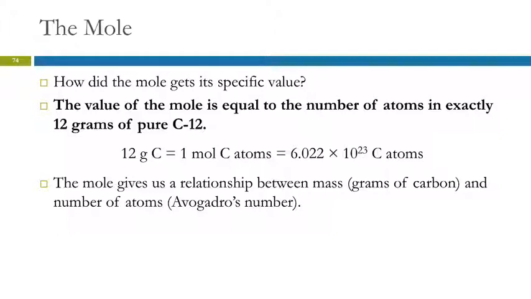12 atomic mass units, because the atomic mass unit was defined that way. So 1 carbon-12 atom weighs 12 atomic mass units. A mole of carbon-12 atoms weighs exactly 12 grams.